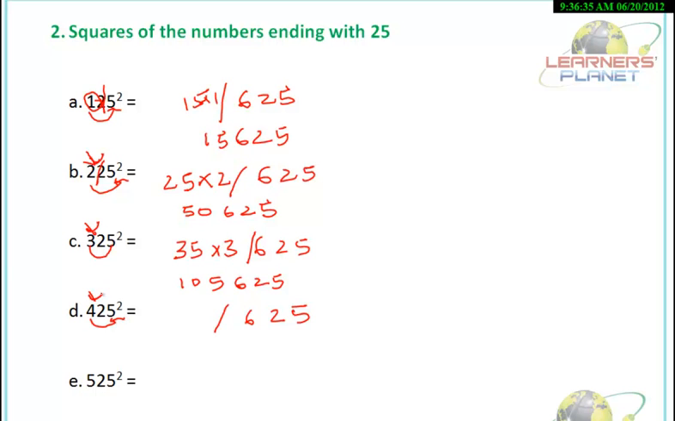45 into 4. So what we'll be getting is 180, that is 45 into 4. 45 2s are 90, 90 2s are 180. So 180 625. It's very simple. You practice with 525 square and match the answer with me.